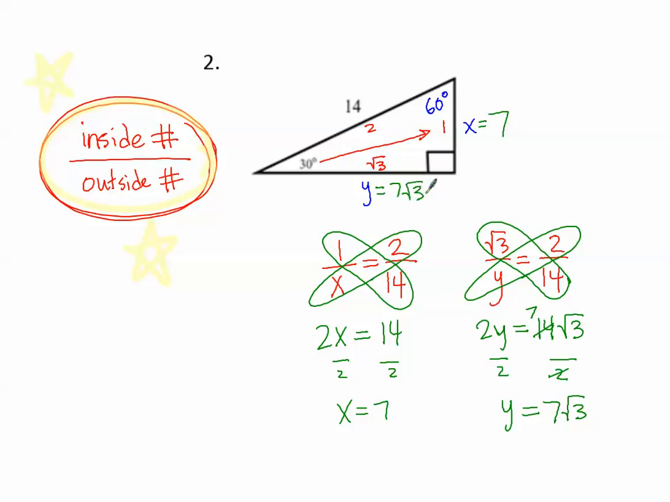And there we have it. We found the missing side lengths. Notice the short leg is 7. The hypotenuse is double of 7, 7 times 2, which is 14, and the long leg is the short leg times square root of 3, 7 square roots of 3. Easy peasy.